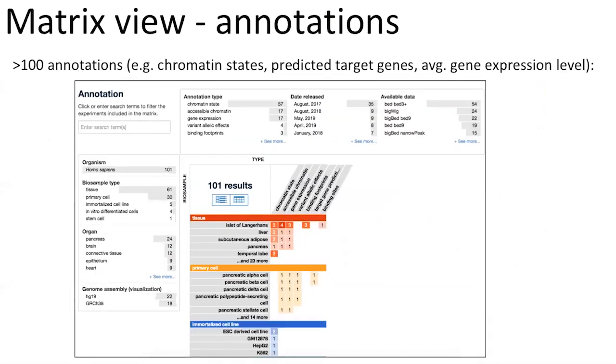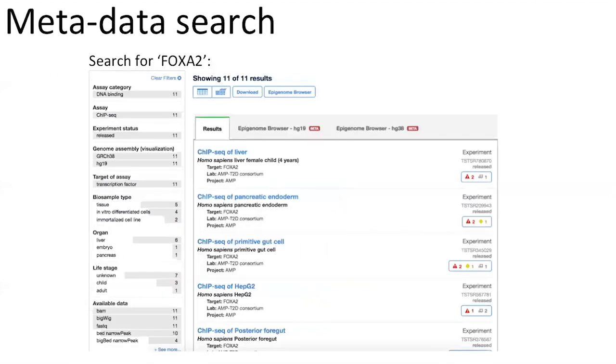The annotation view is similar to the assay view, where again you can filter based on the annotation type, the files, the biosamples, and the cell type. Next slide. So this is our experiment page, and on the landing page there is a database search bar where you can put a key term. In this case, if you query FOXA2, it will give you all the assays that are associated with FOXA2. Next slide.